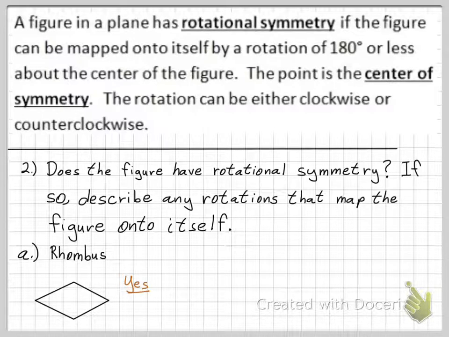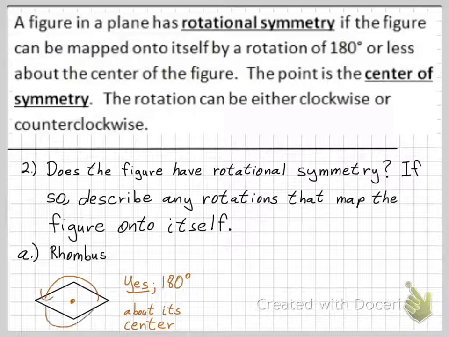So we have to describe any rotations that might map the figure onto itself. What that means is just say what the degrees are. And the answer is it's 180 degrees about the center. So if this here is the center, approximately around right there, kind of giving it my best estimate, then 180 degrees means if I take this figure, this part of the diamond goes here, and it would look the same.